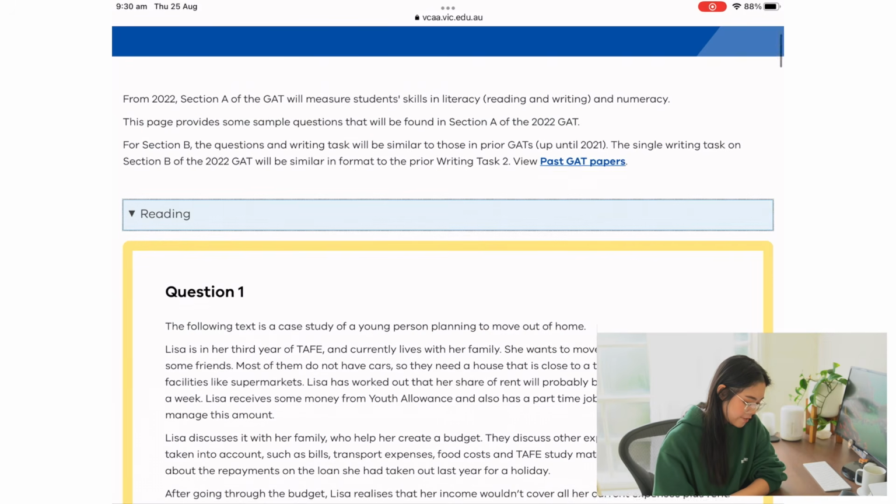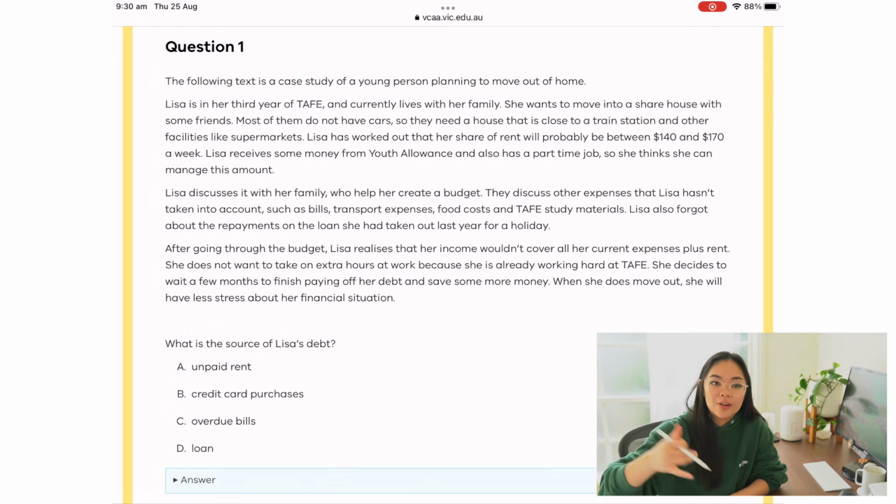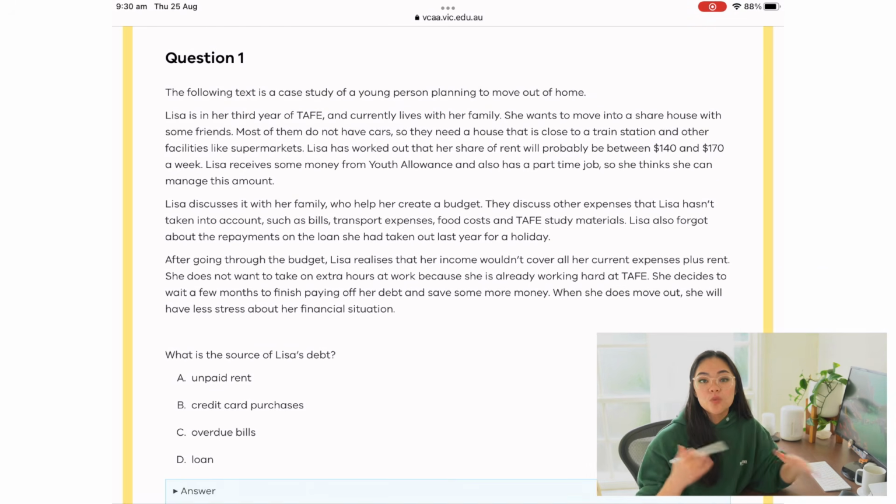Let's look at section A first. So we're going to dive into the reading part, and what I recommend you do is let's actually go through this together so you're actually thinking about it and can figure out where your weaknesses and where your strengths are. Pause this video, read through this question, and once you've decided your answer, start playing this video so we can go through it together.